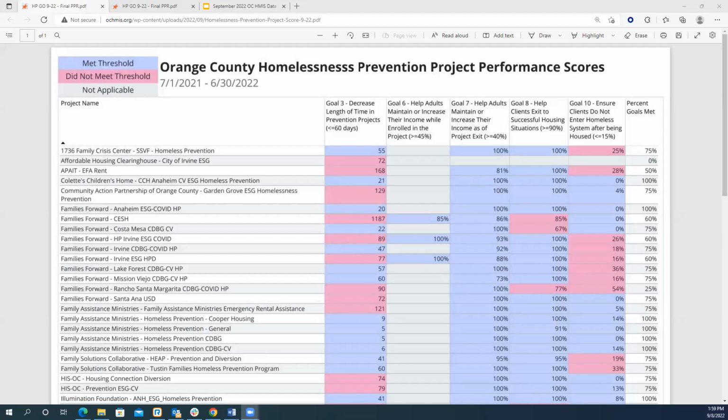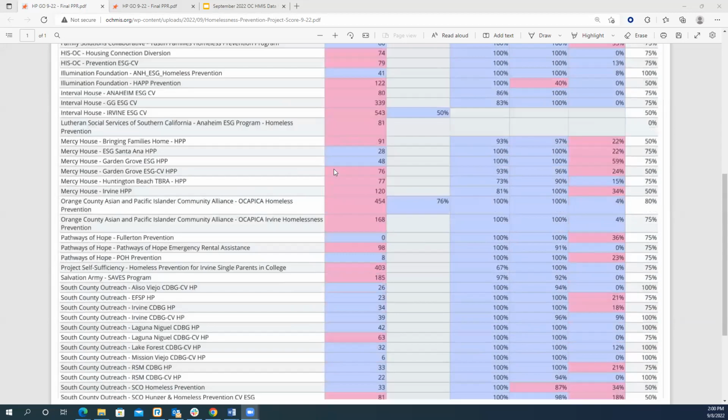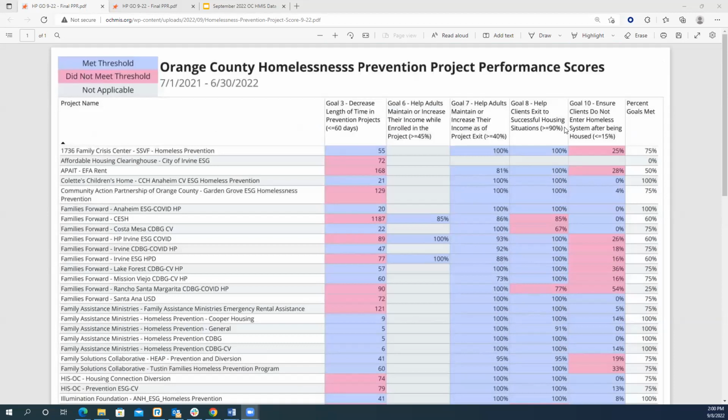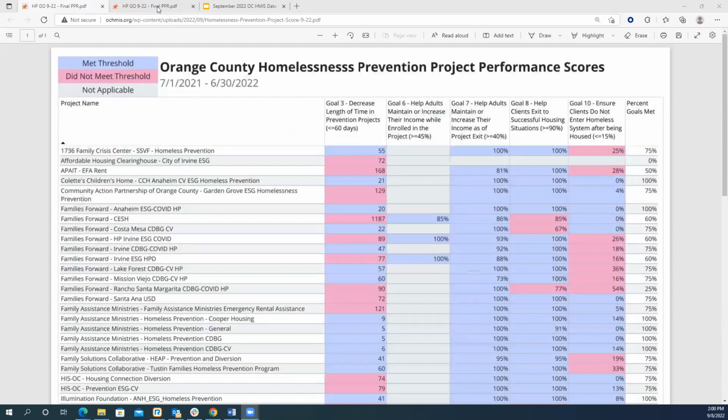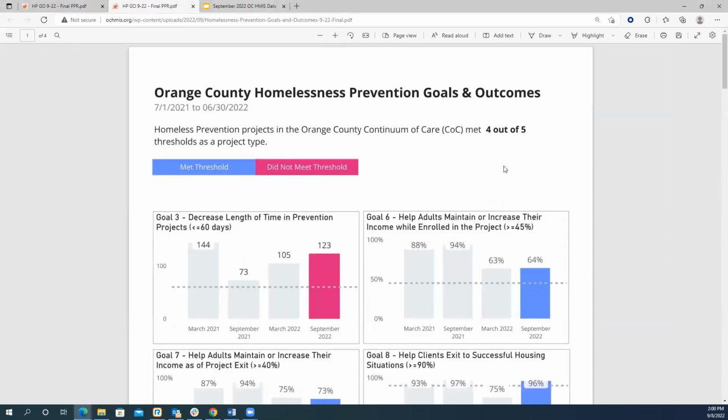So this month we completed the homelessness prevention project performance reports. The reporting period is July 1st, 2021 through June 30th, 2022. As usual, we do have project scores for all homeless prevention projects. Across the top, you will see the measures for that project type, and then what percentage of those measures each project met. So if you do have any of these project types, please check out the report. I will be focusing more on the goals and outcomes.